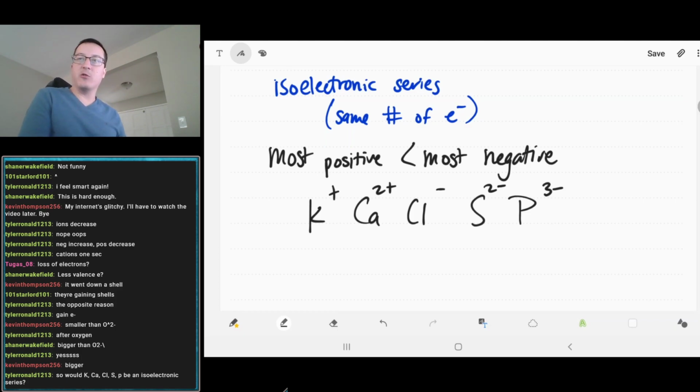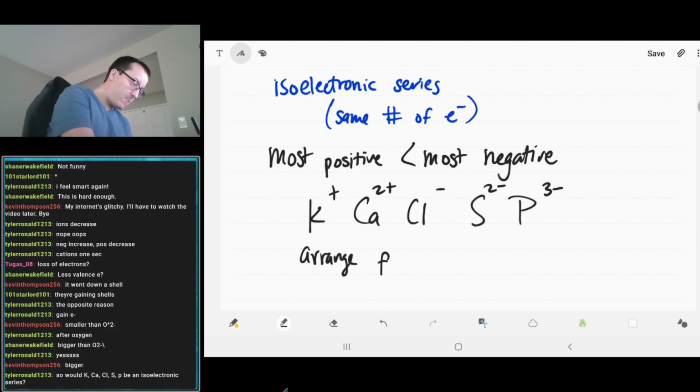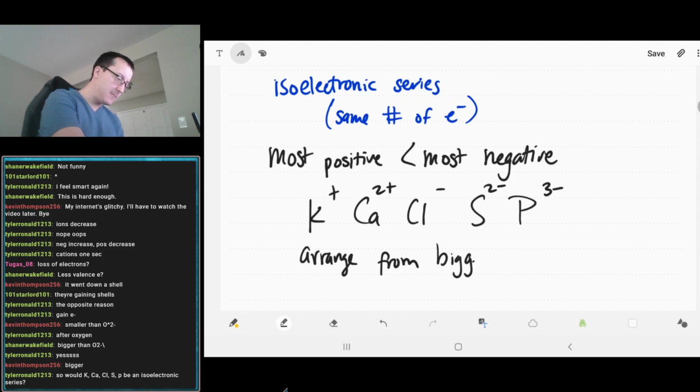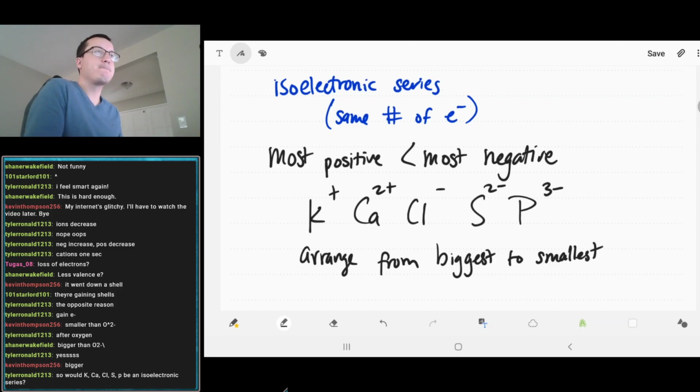How might we arrange these from, let's say we're going to arrange it from biggest to smallest. Forget doing any math. Let's just do it intuition-wise, as it were.